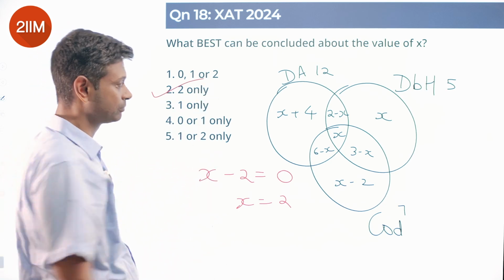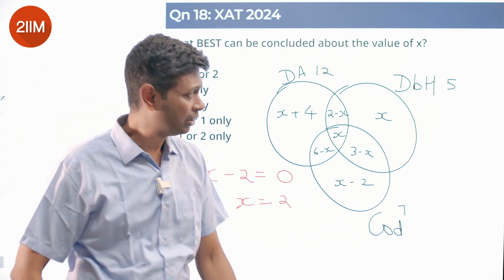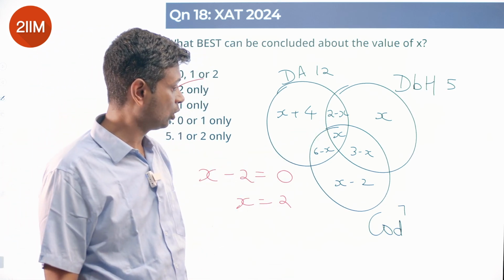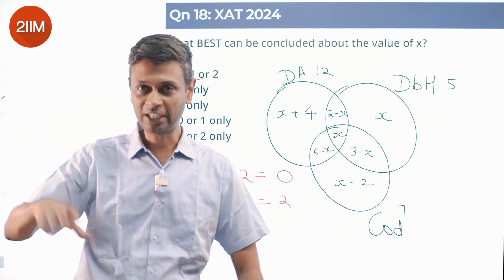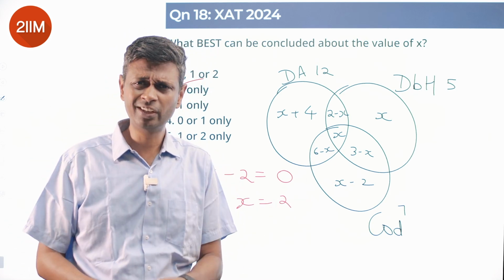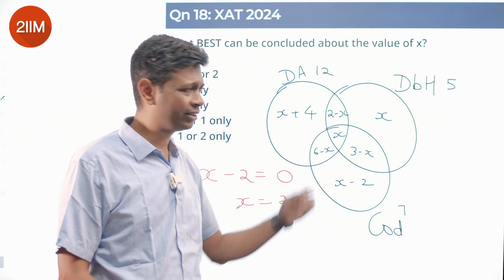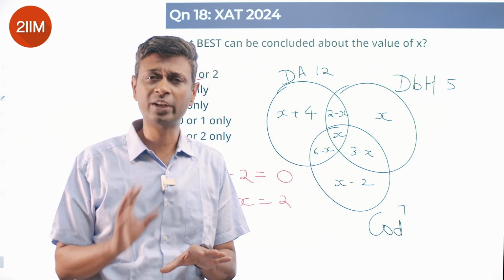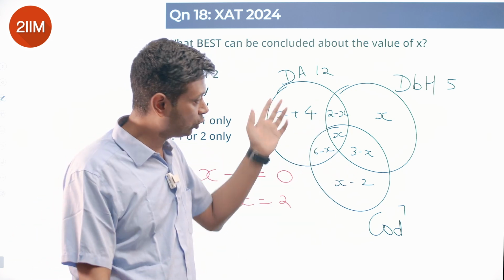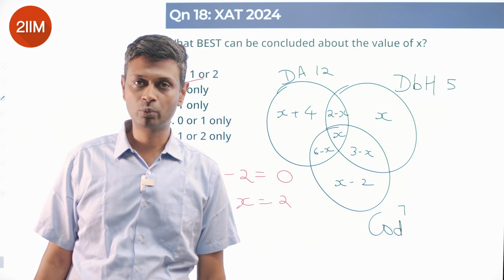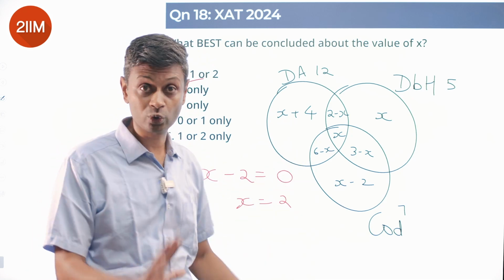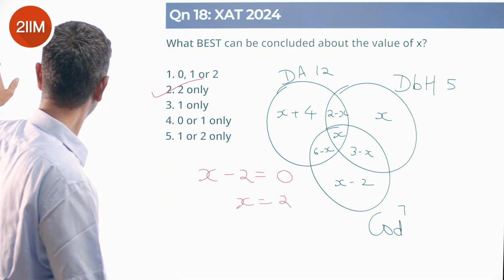x is 2 only. Only 2 is possible, nothing else is possible. If it were 3, this would become negative. If it were 1, this would become negative. Done. True. Beautiful question, because you put everything in, then x minus 2 should exist, 2 minus x should exist. Exist as in both should be non-negative. x minus 2 and 2 minus x are non-negative, or x should be 2, both should go to 0. Nice.